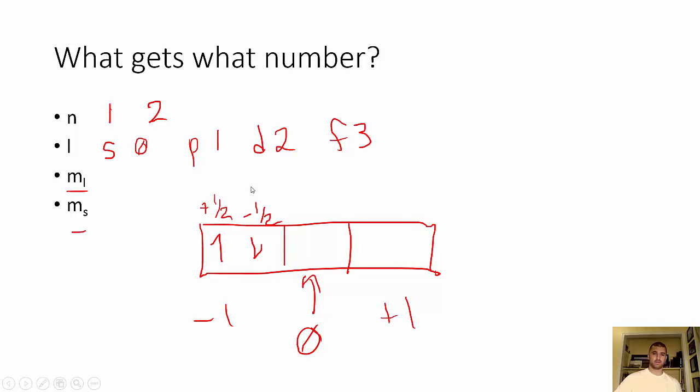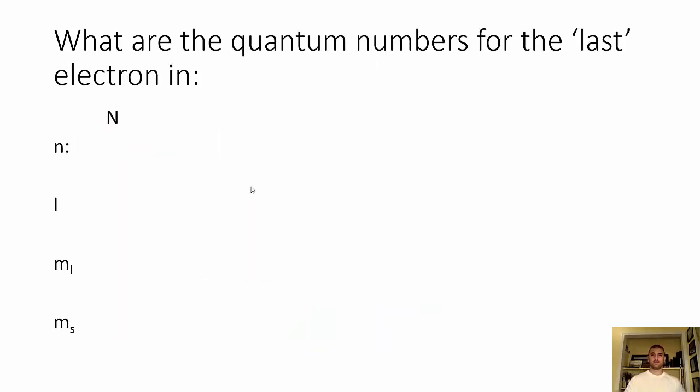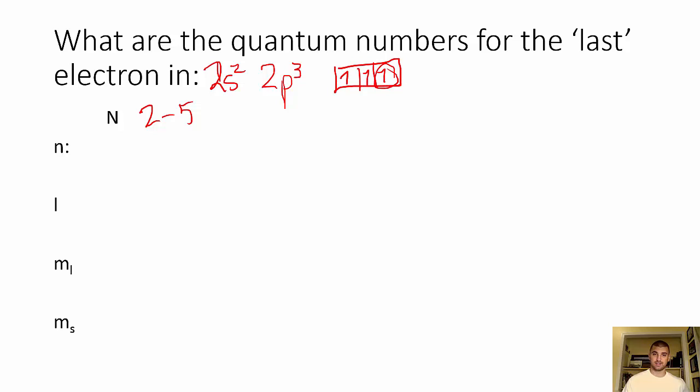So why don't we take a look at a couple of examples. So what are the quantum numbers for the last electron in, let's say, nitrogen? Well, nitrogen's 1s2 2s2 2p3. So I know I'm looking at the second energy level, and it's going to be 2s2 and then 2p3. So I know I'm looking at 3 boxes for the p, right? And there are 3 electrons in there. So I'm going to put up, up, and then up. So I'm looking at that last electron.